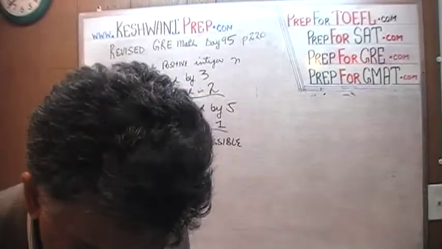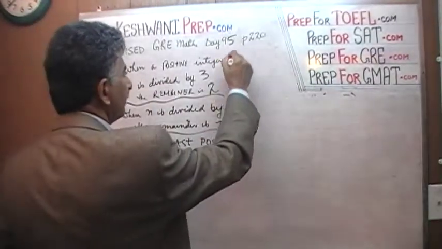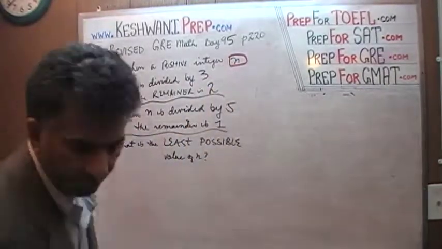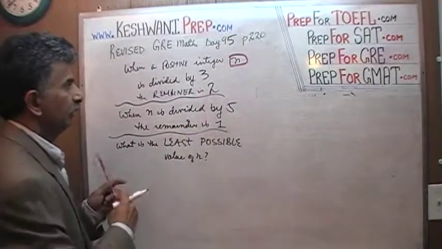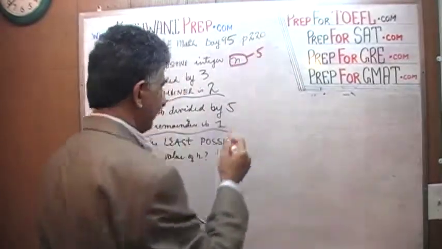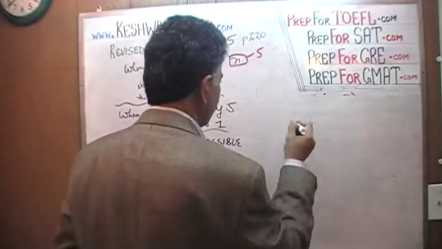Well, the first part is very straightforward, very simple. What's the smallest number that you can think of which, when divided by 3, gives us a remainder of 2? Well, that will be 5. 5 will do the job, because 3 plus 2 is 5.